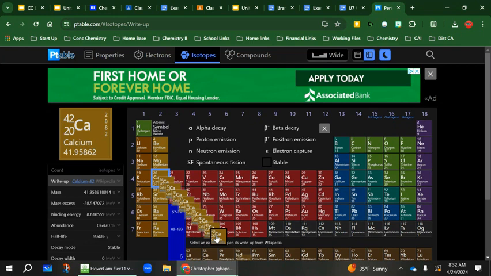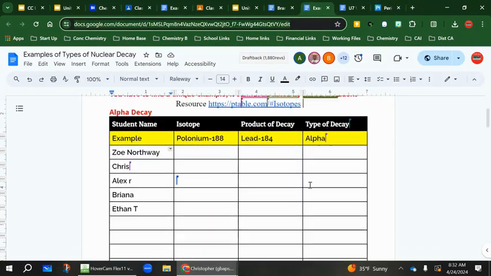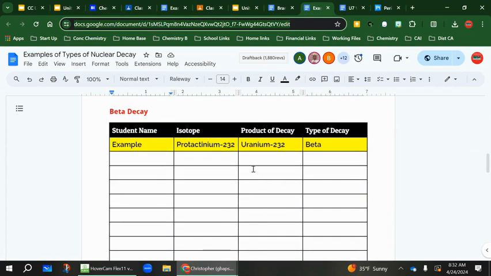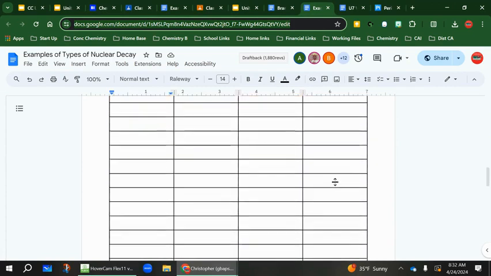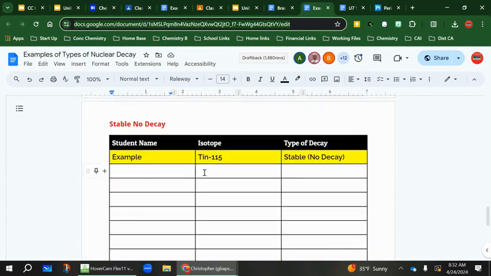You're looking for ones that have a yellow box, a blue box, or a black box around them, because there are 3 pages to this assignment. On the first page, you're going to do alpha decay. On the second page, you are going to do beta decay. And on the third page, you are going to do something that is stable. When it's stable, there is nothing that it becomes, right? Because it doesn't change. Okay?